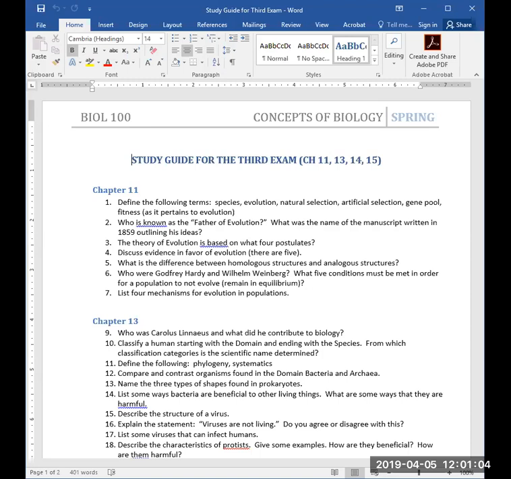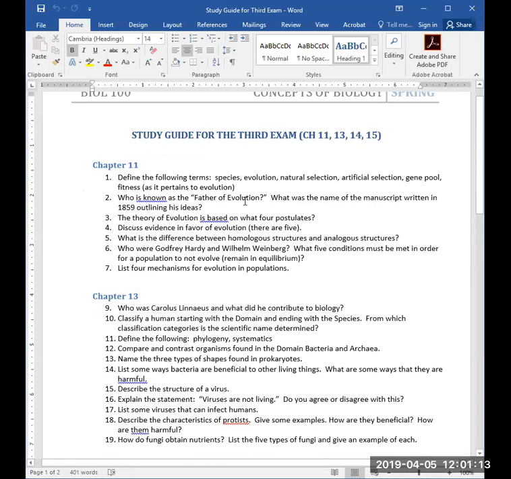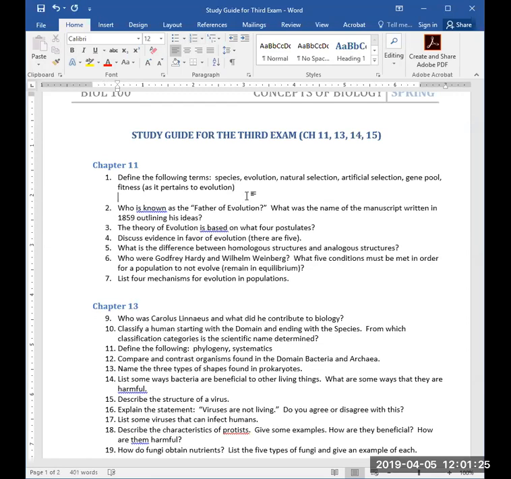All right, so let's go ahead and take a look at the third study guide. We talked a little bit, but I didn't have the study guide online for me to use. So I have it here so we can quickly fill out the things that we talked about earlier, like the definition of a species.